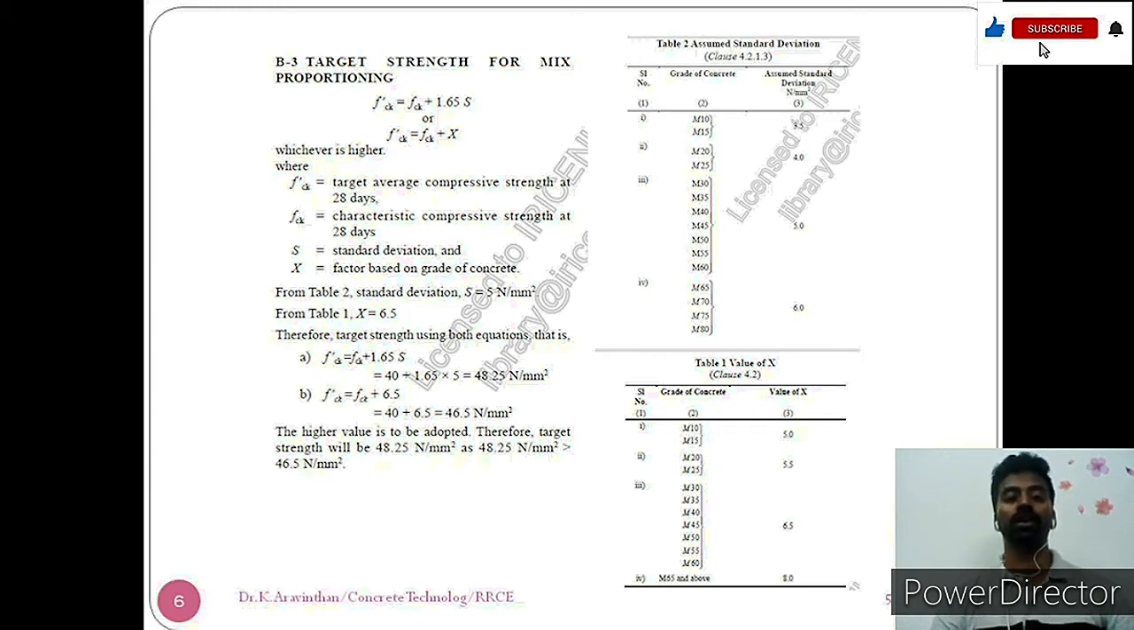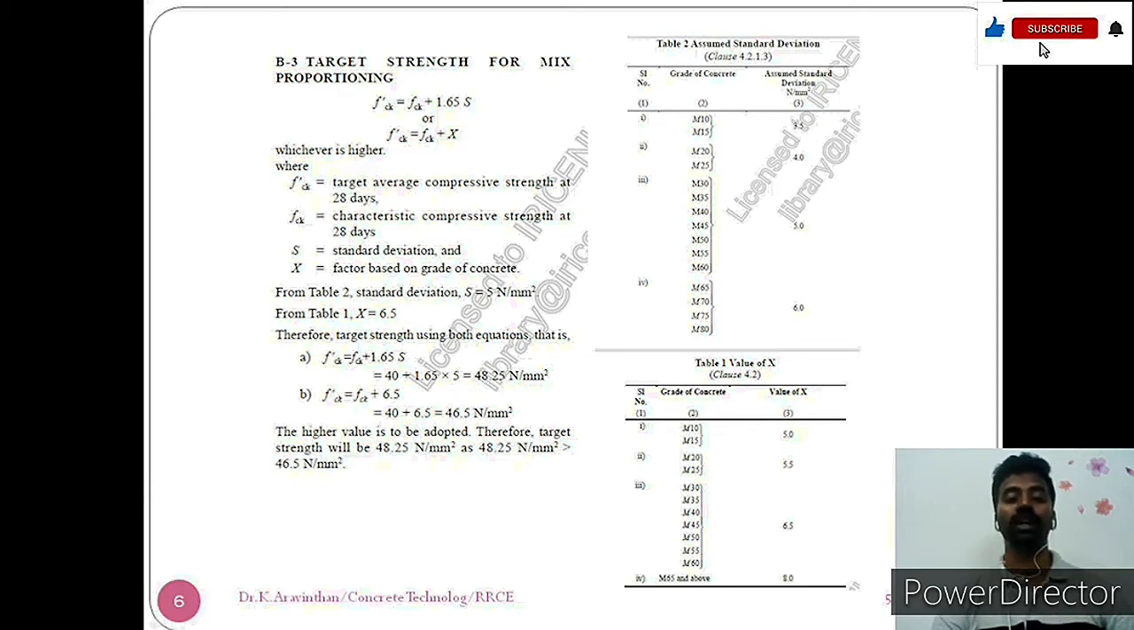And if you are using X as the deviation, you can take 6.5 for M40 grade concrete. While substituting these two values, we will get 48.25 Newton per mm square and 46.5 Newton per mm square.